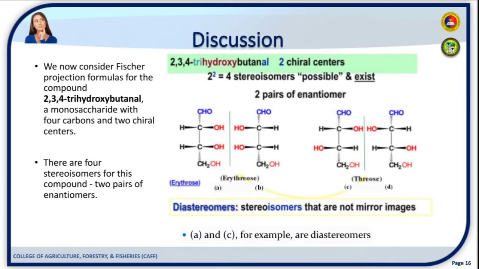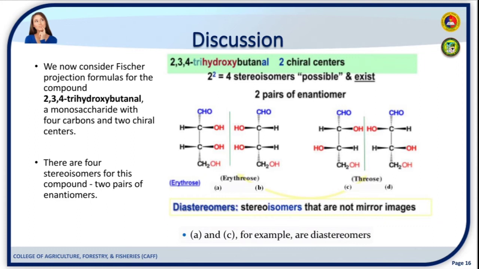Now, let us consider the compound 2,3-trihydroxybutanol. This is a monosaccharide with 4 carbons. That is why the parent name is butanol, and it has 2 chiral centers. Trihydroxy means that there are 3 OH groups attached to carbon 2, carbon 3, and carbon 4.